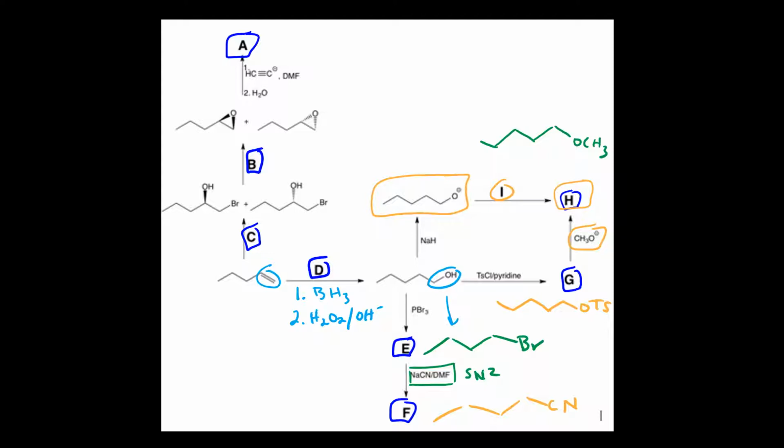I need to count my carbons, 1, 2, 3, 4, 5, 1, 2, 3, 4, 5, just to make sure I didn't leave anything off. And so now we have some more information. We know that H is an ether, so that tells us that I needs to be something that can react with an alkoxide to give that ether. That's either going to be a CH3X or a CH3 tosylate. Either one of those would be acceptable answers.